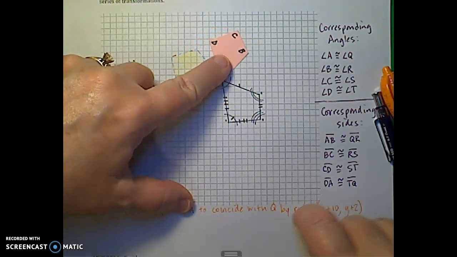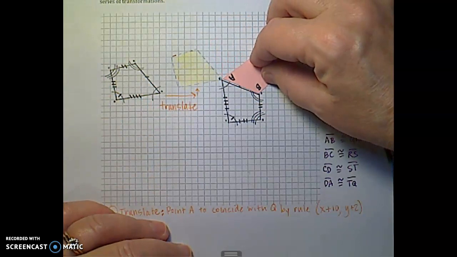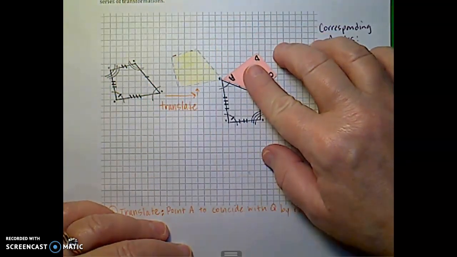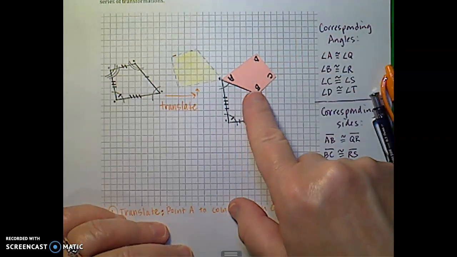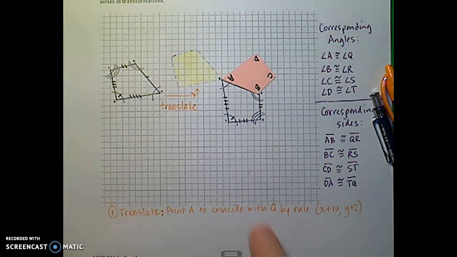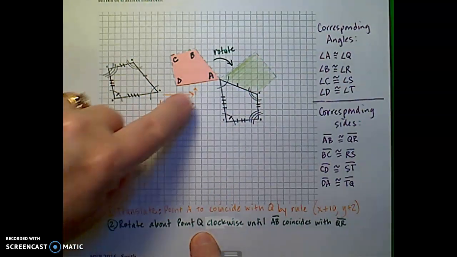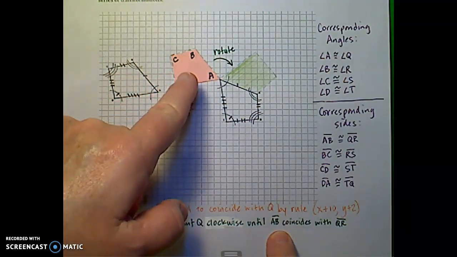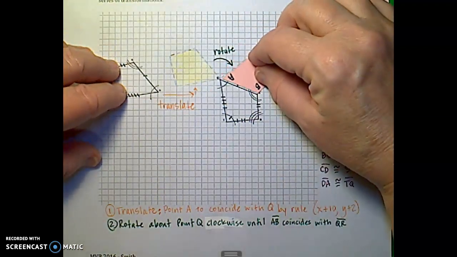I don't know how many degrees. I don't really care how many degrees. I'm going to rotate until segment AB and segment QR touch, until they coincide. All right? Let me document in the notes what we just did there. Okay, we're going to rotate about point Q clockwise until segment AB coincides with segment QR. We're going to rotate just like that until those segments coincide.